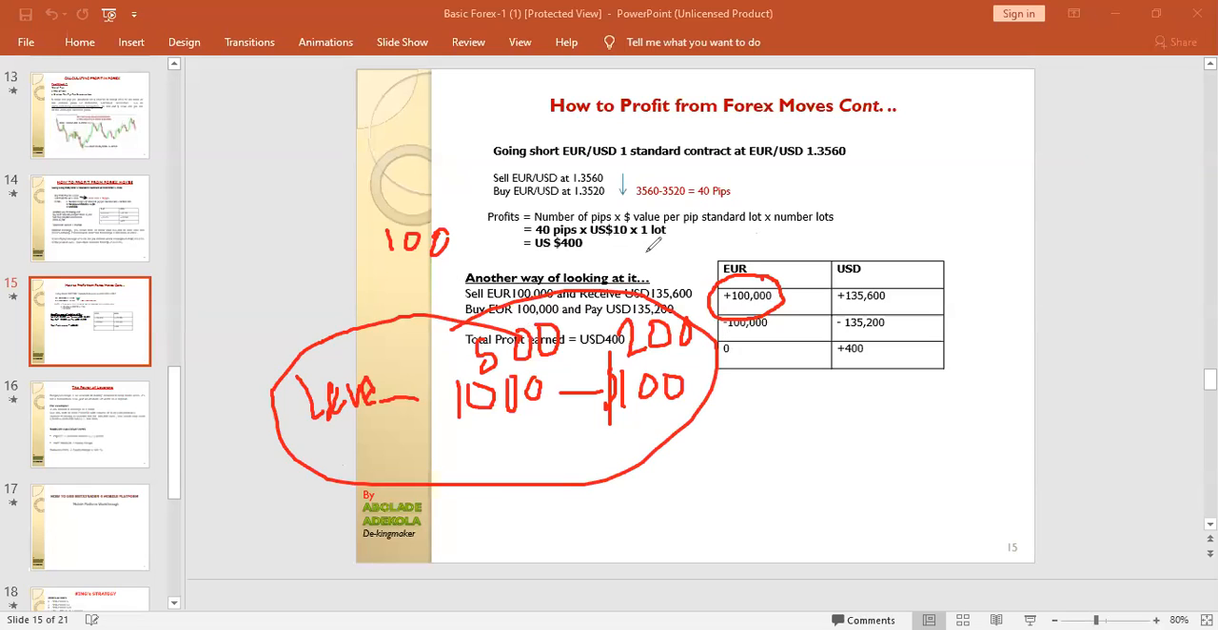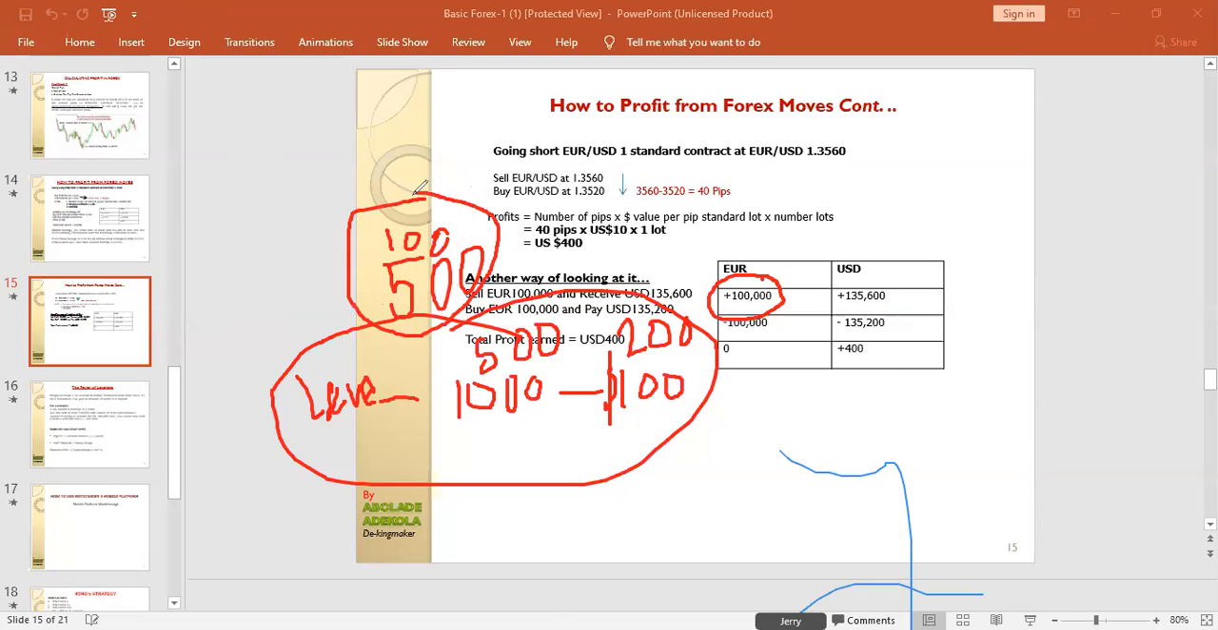So now, for me, the maximum leverage I recommend is 1 to 500. I don't like to recommend more than 1 to 500, because it works both ways. If you want to make profit, leverage is going to help you, and if you want to make a loss, it's going to give you the same thing as well.